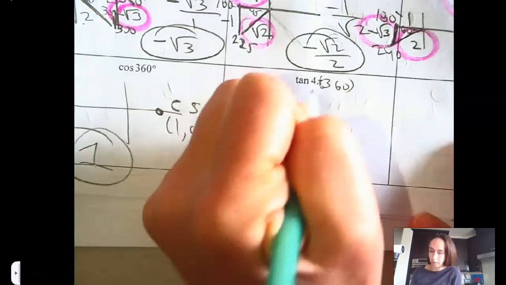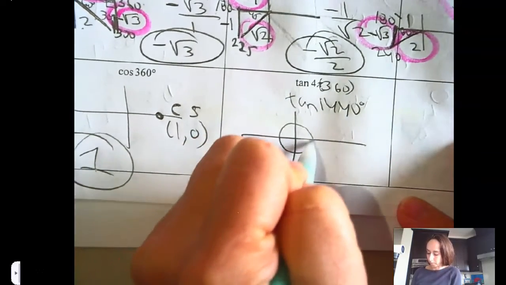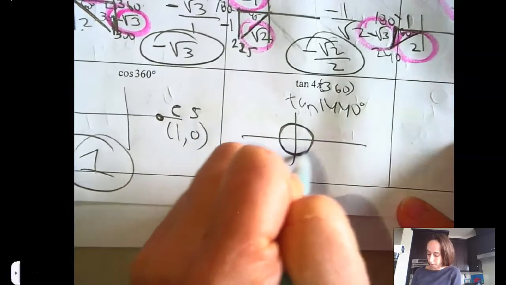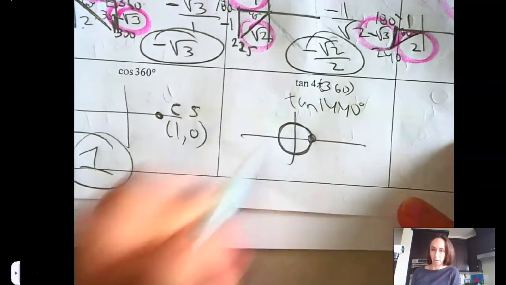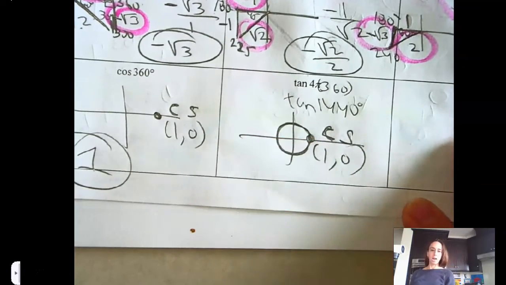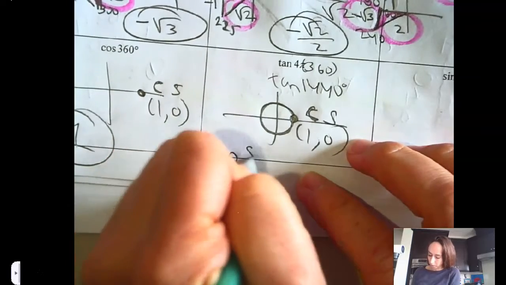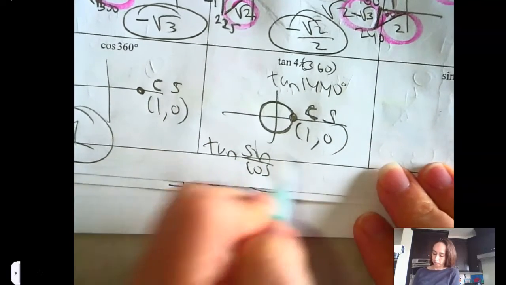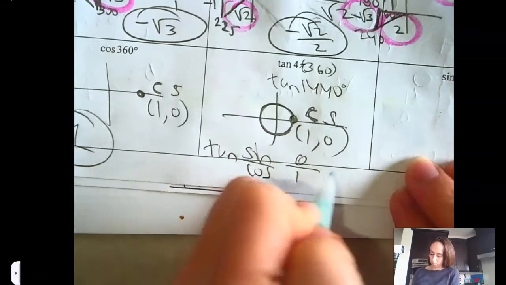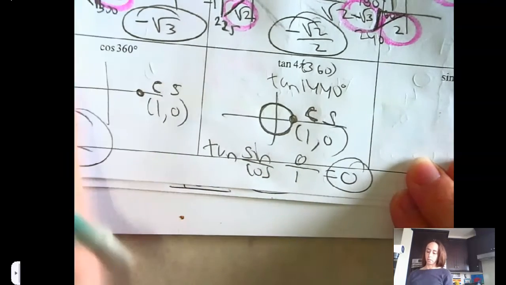All right, tan of 4 pi. That means 360, 720, 1440. But what does that mean? You do 360 one time, 2 times, 3 times, 4 times, and you end up right here. So that's 1, 0. Well, if this is cosine and this is sine, what's tan? Oh yeah, tan is sine over cosine. So I do 0 over 1, which is 0. Let's go to the next one.